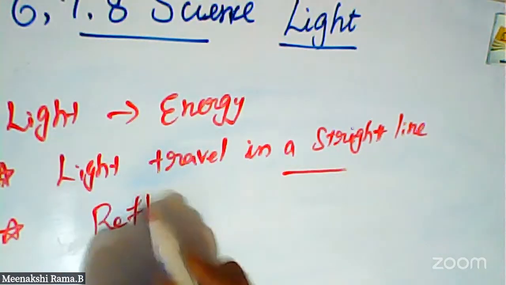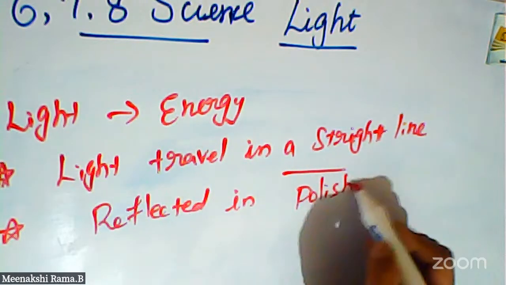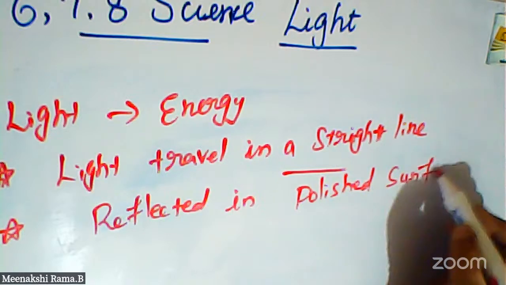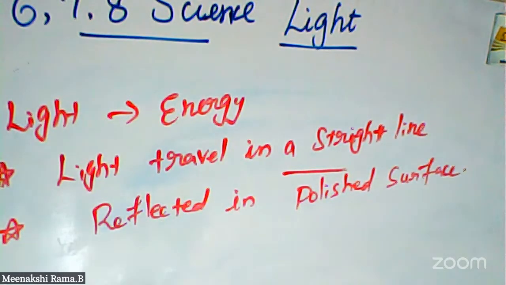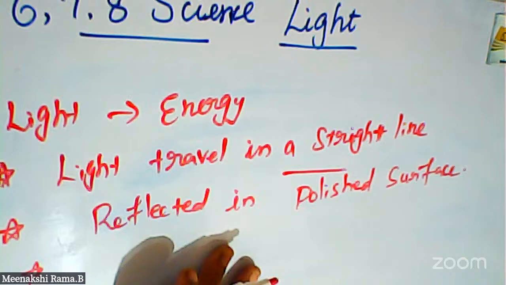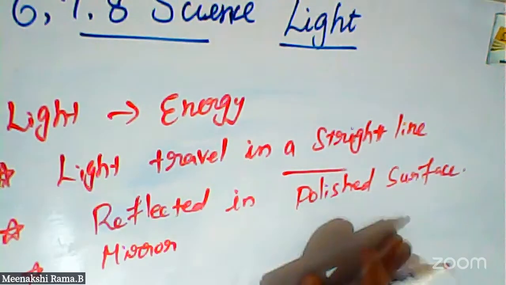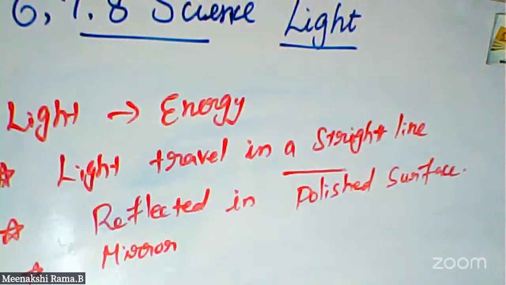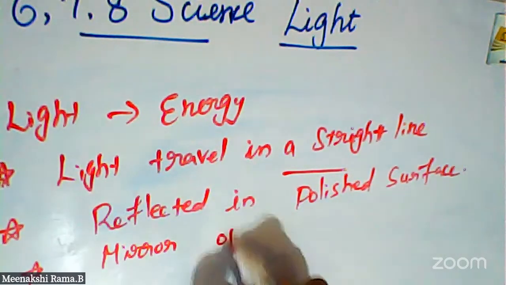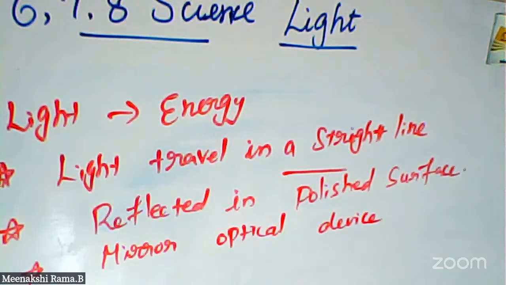Light is reflected by a polished surface. When the surface is smooth, definitely the light is reflected. This is the second main property of light. A very good polished article is the mirror. Mirror is a very good example of a polished surface. A mirror is an optical device with a polished surface.